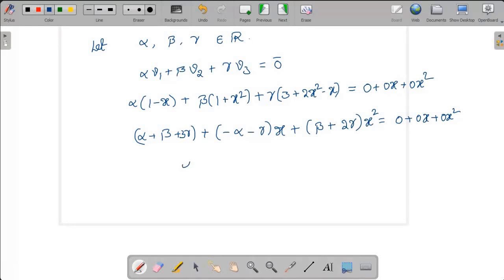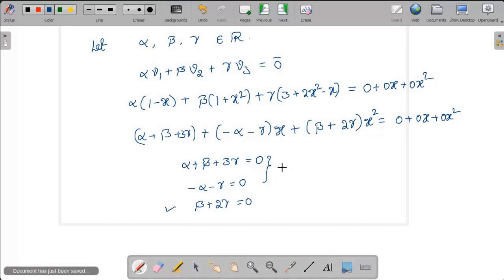So if you compare coefficients, alpha plus beta plus 3 gamma, the constant term there is 0 only, and minus alpha minus gamma equal to 0, and beta plus 2 gamma equal to 0. Now in the last equation, I'm finding beta and gamma, right? So let me solve these two. From these two equations, let me eliminate alpha. You add these two equations. So if you add it, you'll get beta plus 2 gamma equal to 0.